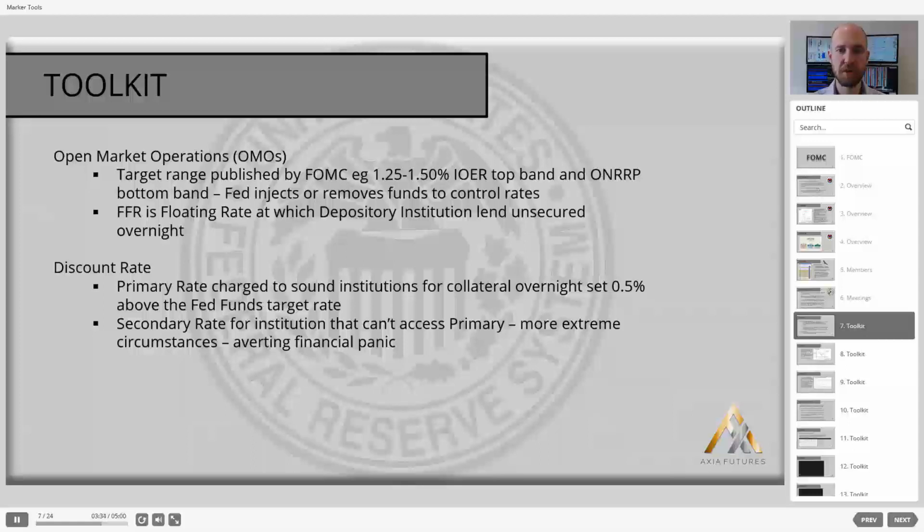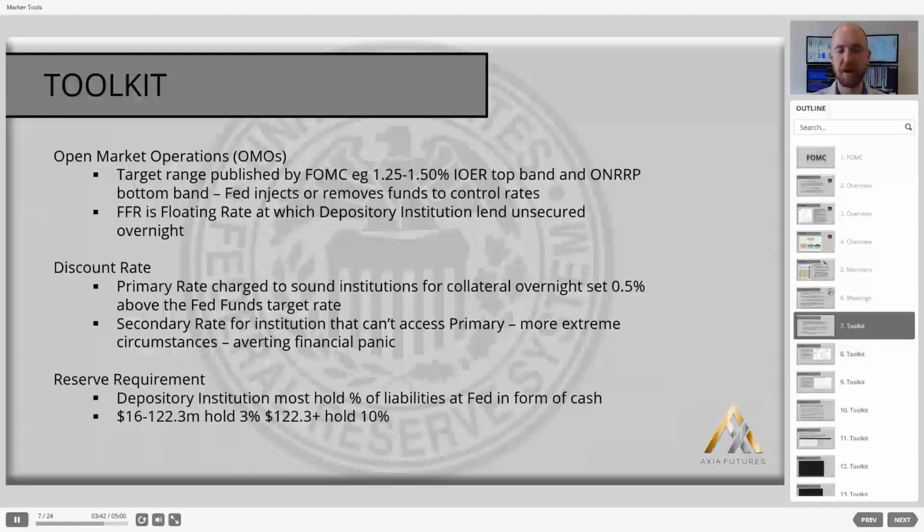Now I spoke about reserve balances, and they're the balances that get traded in the federal funds market. The Federal Reserve does operate a reserve requirement system. So any bank that is able to deposit money at the Fed has to deposit a certain amount based upon their liabilities. Now this is a reasonably simple calculation for the Fed.